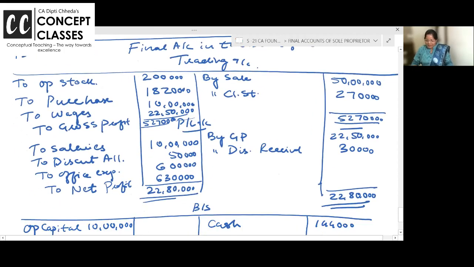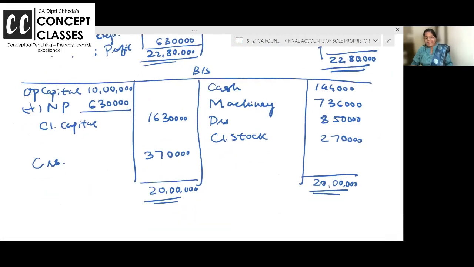See, trading account, then P&L account, and then balance sheet. Nice, clear to all of you? So now we know how to prepare the trading account, which will give you the gross profit, then the P&L account, which will give you the net profit. That net profit you add in capital minus the drawings if there are any, and then you can complete your balance sheet. Okay?